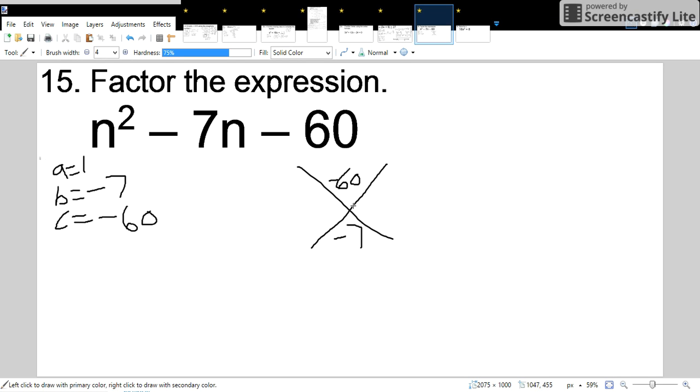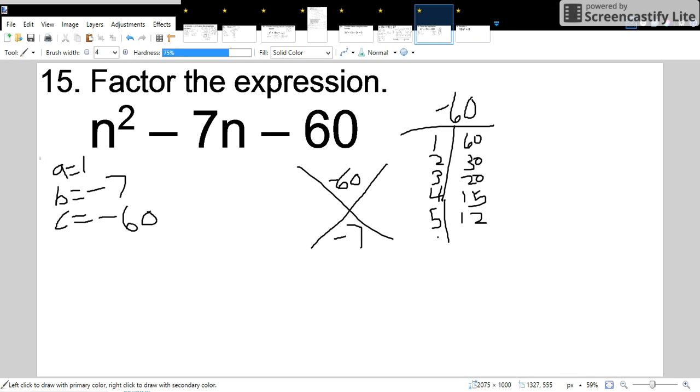On the sides of our x, we're going to put numbers that multiply to give you negative 60 and add to give you negative 7. So let's go ahead and write our factor pairs of negative 60. We have 1 and 60, 2 and 30, 3 and 20, 4 and 15, 5 and 12, and 6 and 10.